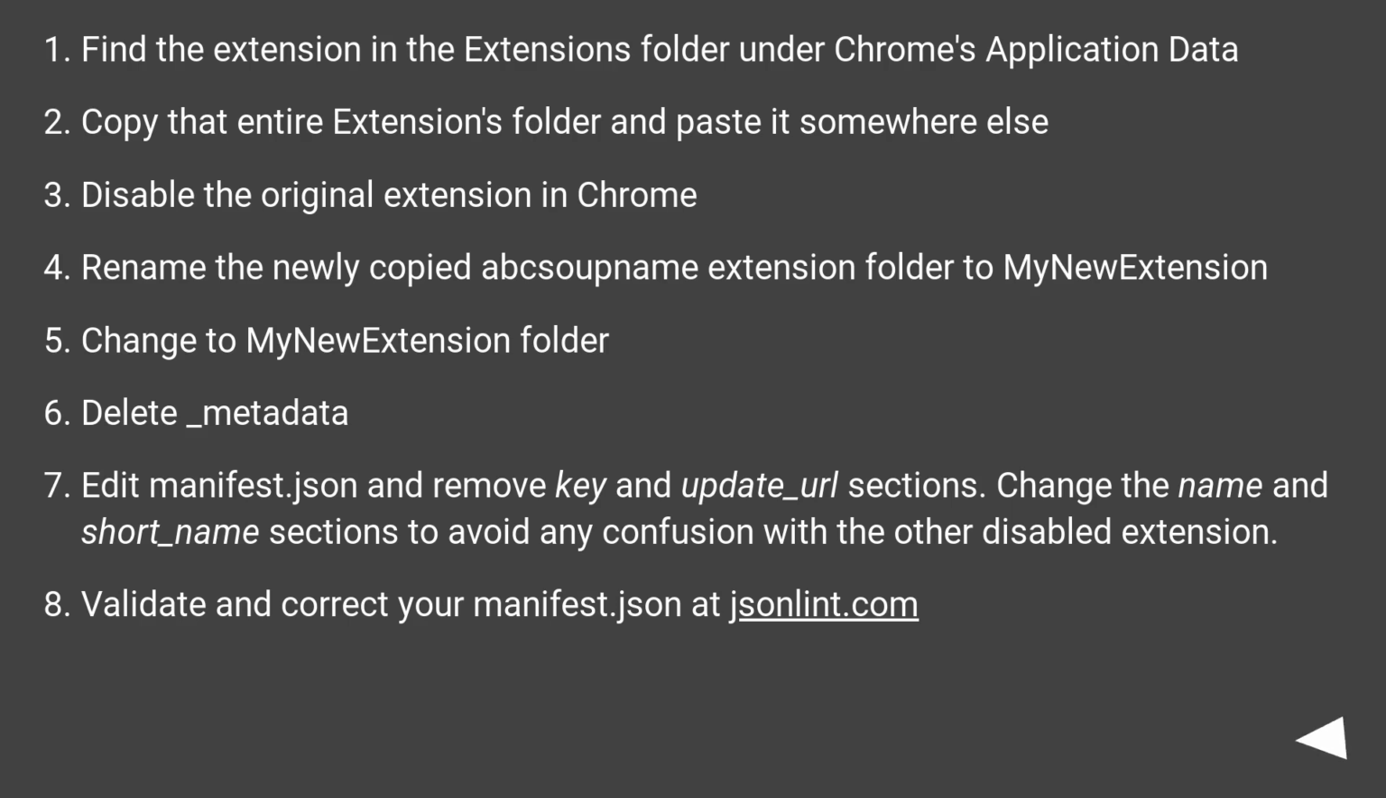Delete _metadata. Edit manifest.json and remove the key and update_url sections. Change the name and short_name sections to avoid any confusion with the other disabled extension. Validate and correct your manifest.json at jsonlint.com.